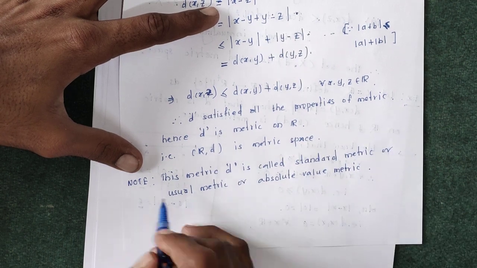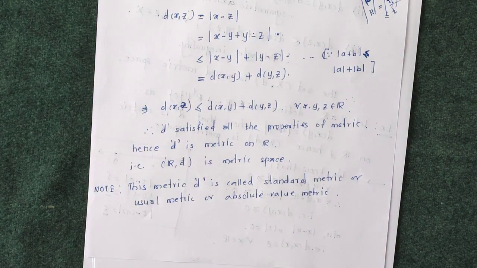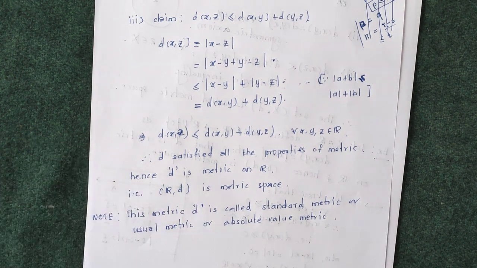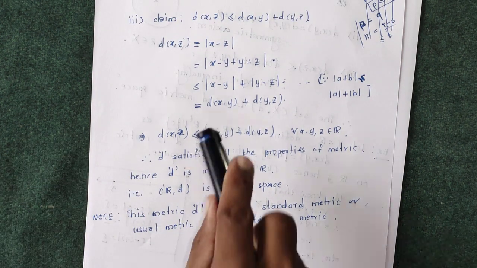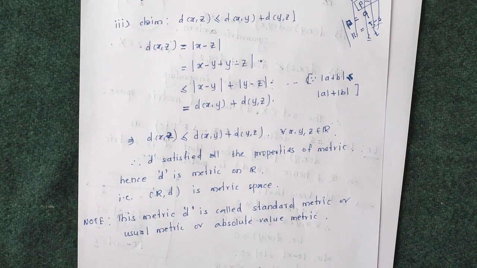So if the question is asked for 5 marks, prove that the standard metric is a metric on R, or usual metric is a metric on R, or prove that d is the usual metric, you have to take distance of xy is equals to mod x minus y, and after that you have to write this whole solution. Hence the example is completed.